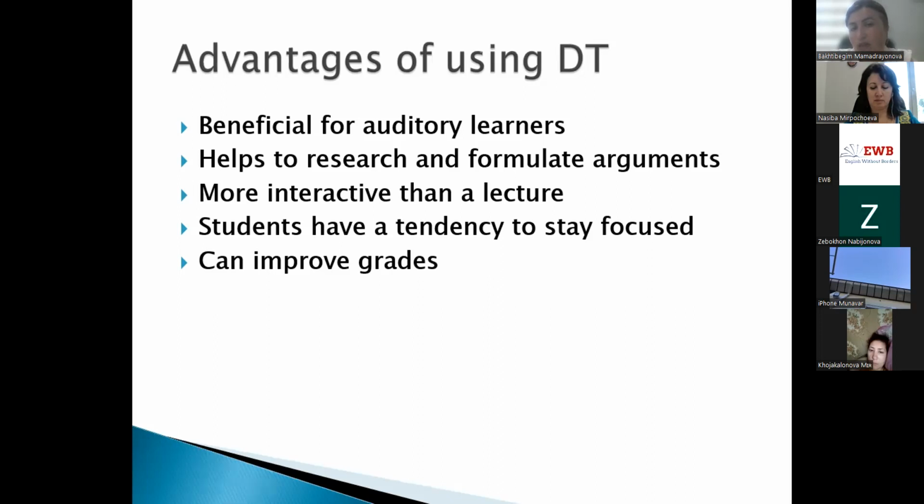Students have a tendency to stay focused. Of course, during the process of discussion, they are focused. They listen to each other attentively because it is required from them to present their ideas, and they stay focused on that topic. And the last one, can improve grades.